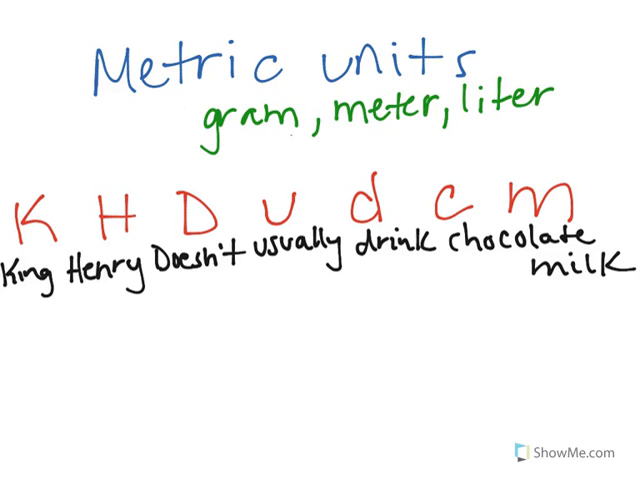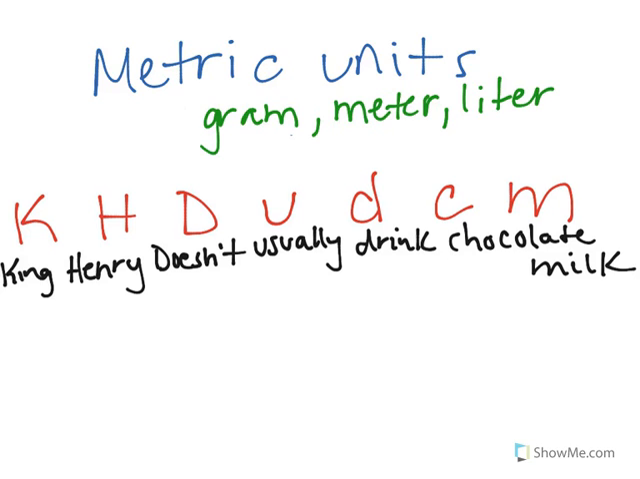So we first need to understand how to convert between the different size grams, different size meters, and different size liters. Again, grams refers to weight, meters refers to length, and liters refers to volume. So we have to understand these conversions. So we're going to learn King Henry doesn't usually drink chocolate milk. Now I know that sounds a little silly, but this will help us memorize how to convert between the different measures.